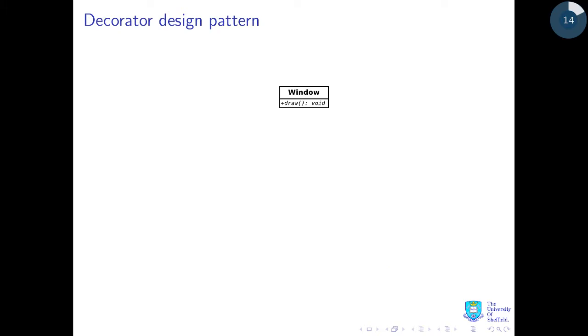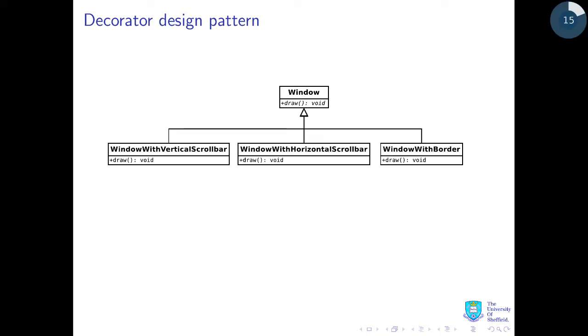Imagine that you have created a software and you want to draw a window, so you create a class called window which has a method draw, and then you would like to add features. Let's say you would like to add a vertical scroll bar or a horizontal scroll bar, or perhaps a very fancy border. Effectively, any of these classes you see here are overriding the method draw in order to add those features.